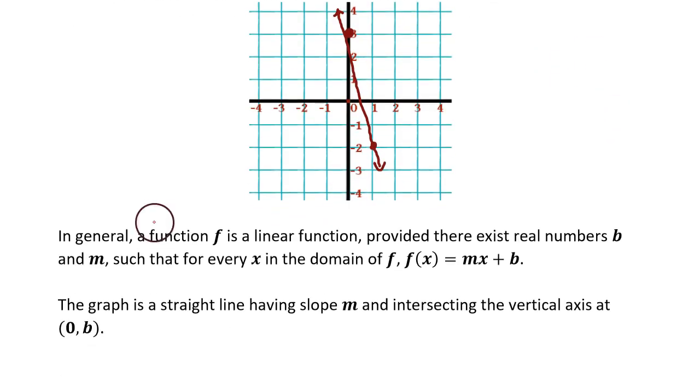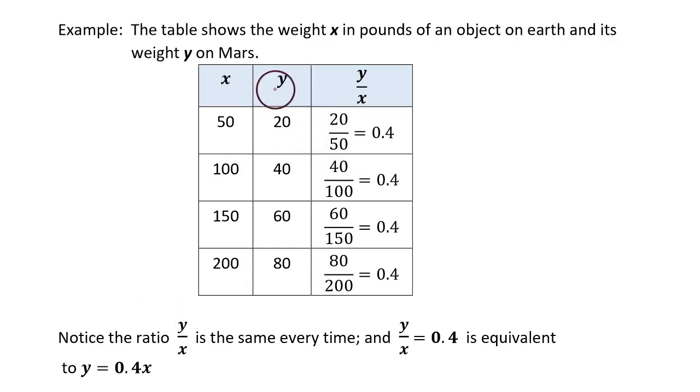In general, a function f is a linear function provided there exist real numbers b and m, such that for every x in the domain, function f of x equals mx plus b. This is the slope-intercept form of a linear equation that we looked at in an earlier chapter. Do you remember y equals mx plus b? This has the exact same format as that. The graph is a straight line having slope m and intersects the vertical axis at the point 0, b. That's called the y-intercept.